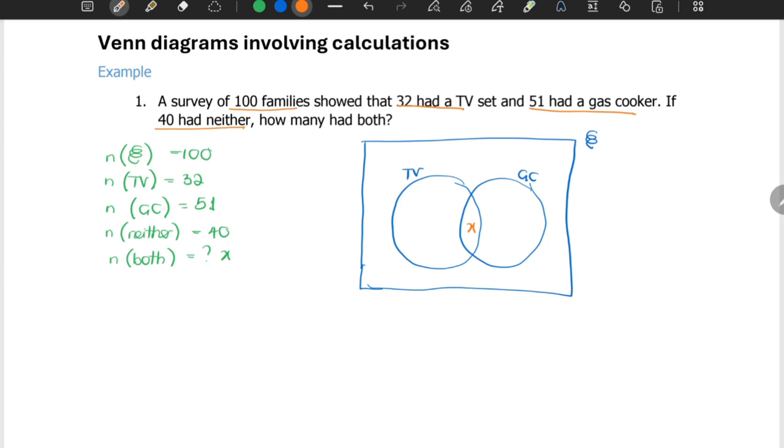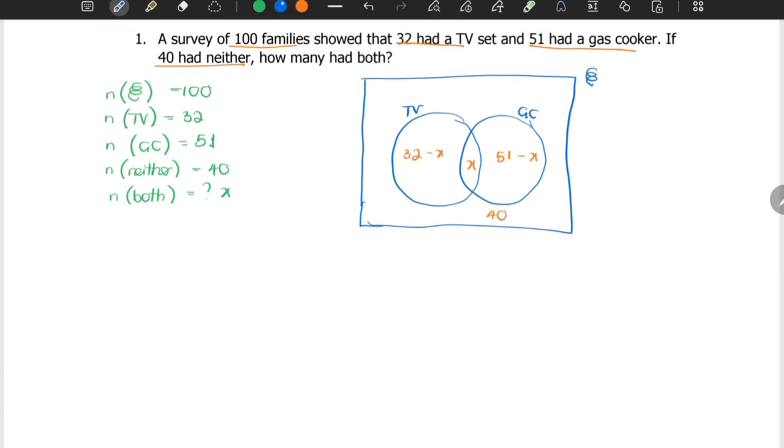But what that means is the 32 who had a TV included those that had both. So that means we have to write 32 minus X, right? Because if we're going to count people who had TV, we're already including the ones that had both the TV and the gas. Same as the 51 who had the gas cooker. Some of them had both and some of them did not have both. They only had the gas cooker. So 51 minus X. And then neither, just in the universal set, we have 40.